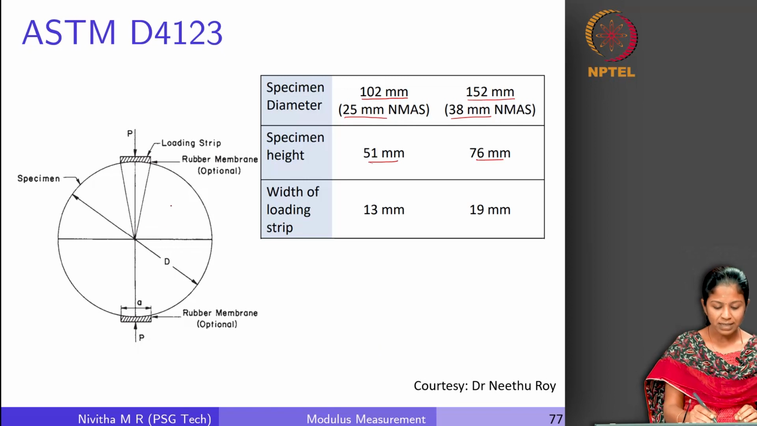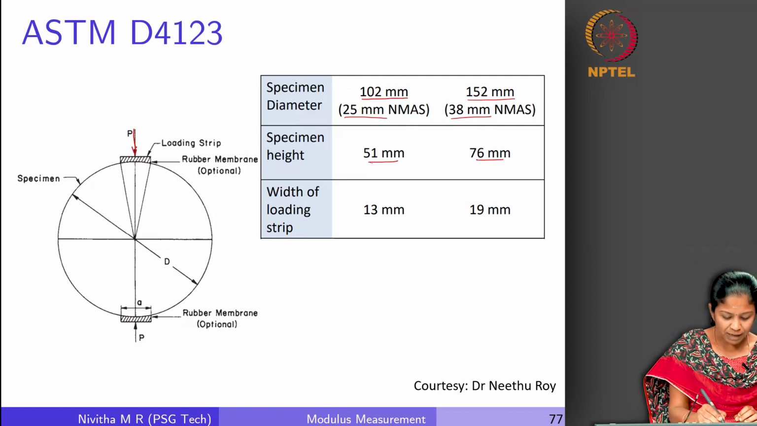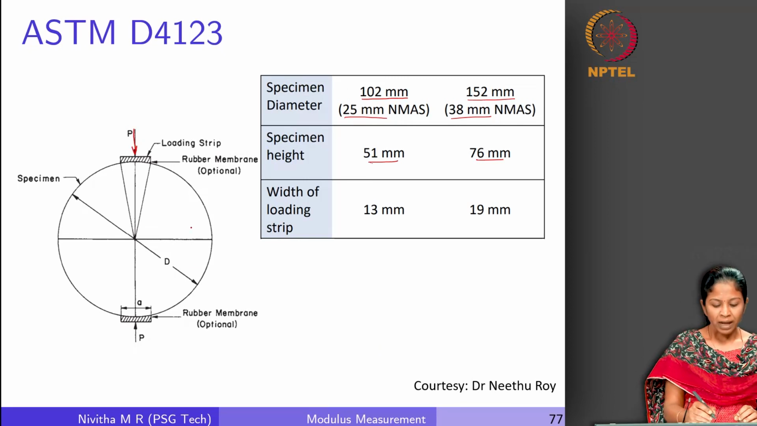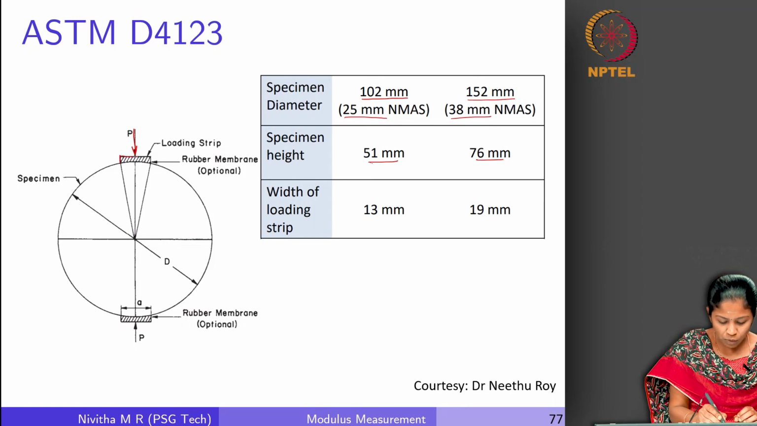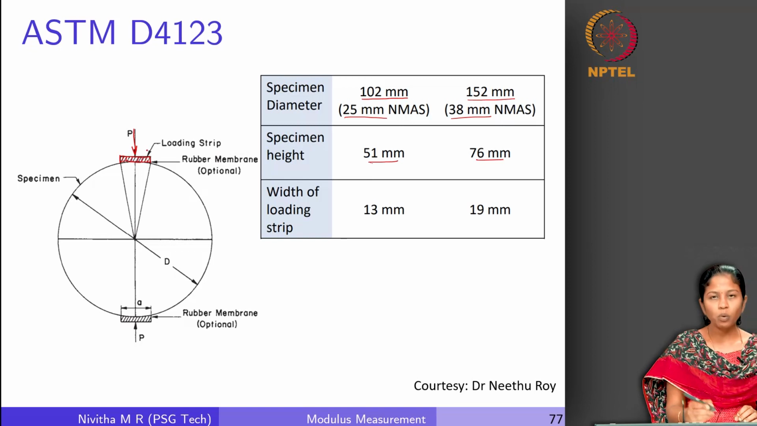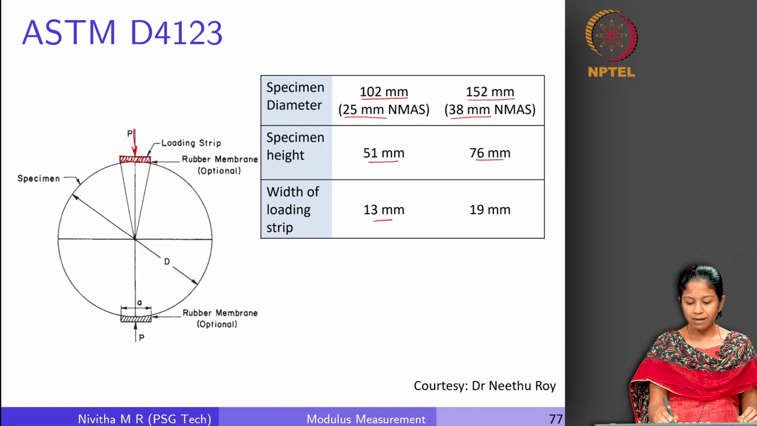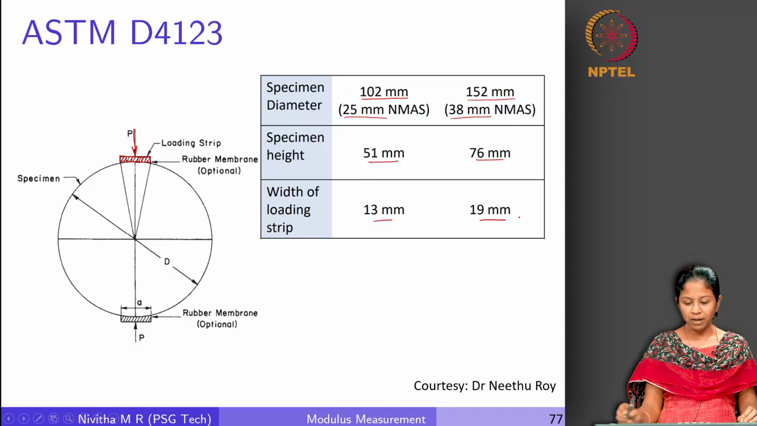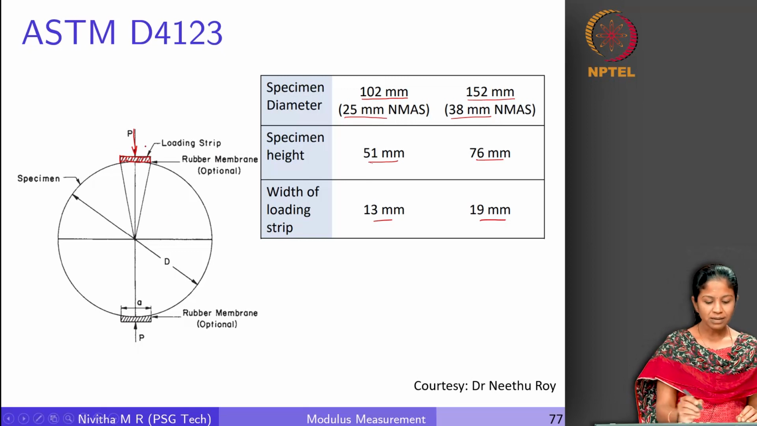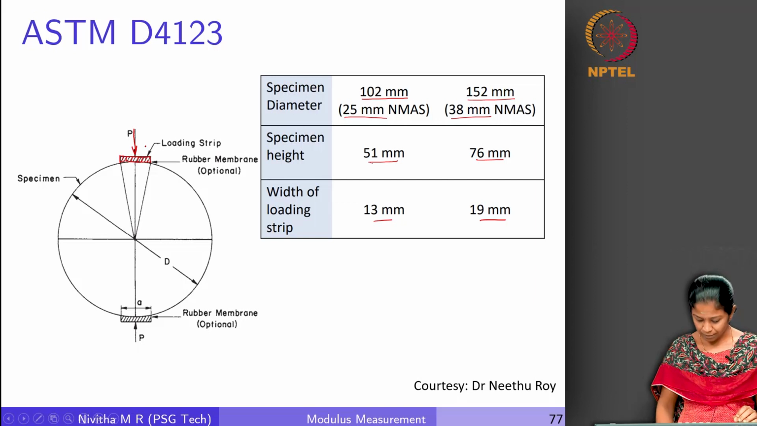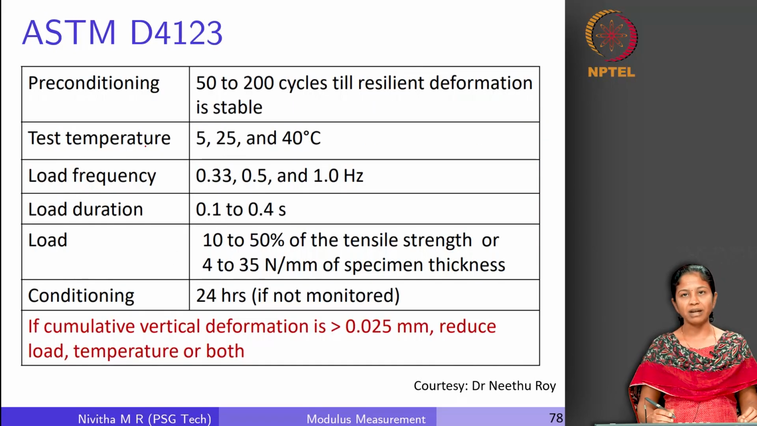If you look at this illustration here, this is the load P that we will be applying on the sample, and just to disperse this load over a small area, we have a loading strip that is present here over which this particular load is applied. The width of this loading strip again depends upon the size of the sample. In one case we have 13 mm and in another case we have 19 mm. So, this is the specimen and this is how the loading is applied on the specimen. Now, what are the other test conditions that have to be used?